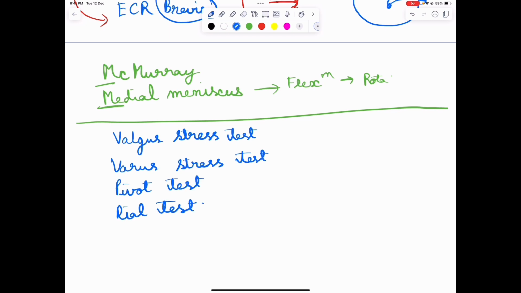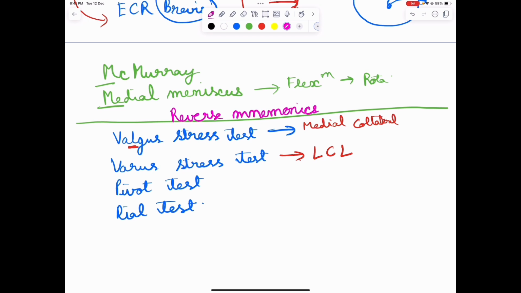Now valgus stress test, you have to remember that in the knee everything is going to be reverse. That is, when it is L, then here would be medial collateral ligament plus medial meniscus. No, my bad, it would be only medial collateral ligament. Now for varus stress test, we can do it for lateral collateral ligament. See, this is always an example of reverse mnemonics, that what does not go with whom. So valgus has L, so we are going for medial collateral ligament, whereas varus has LCL.